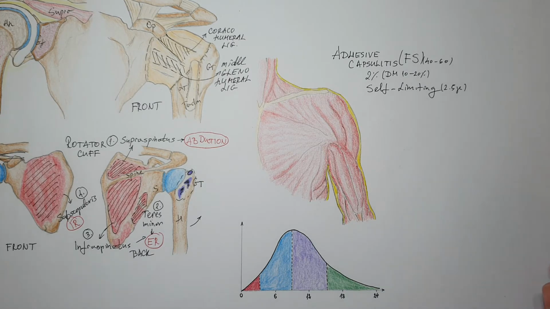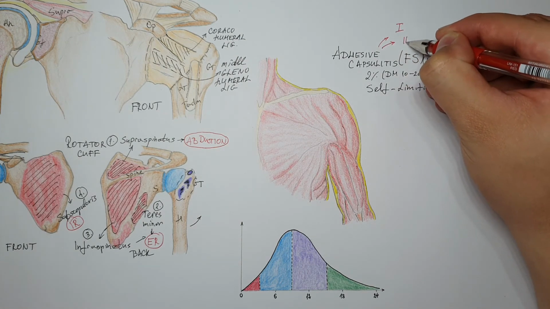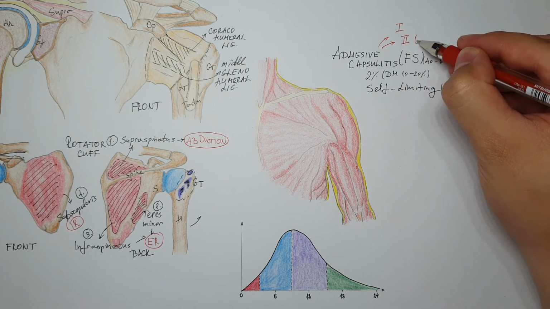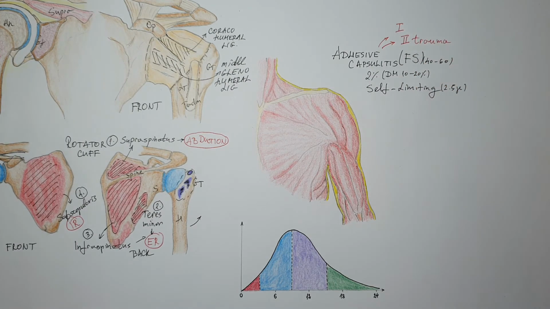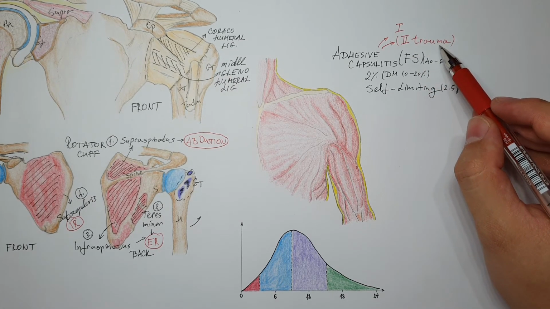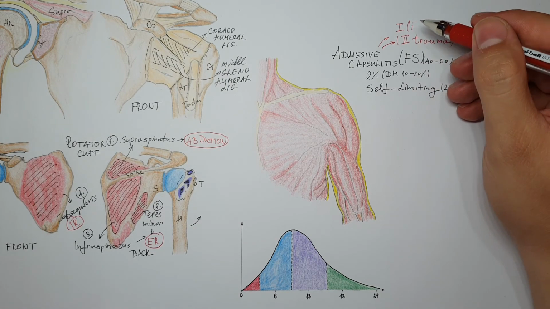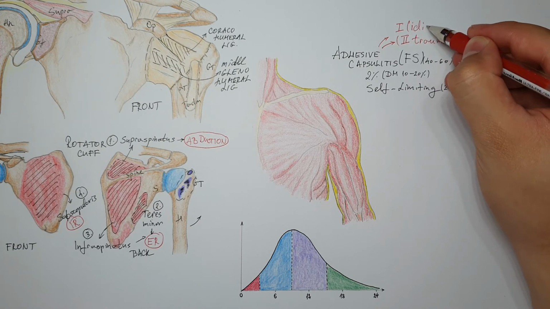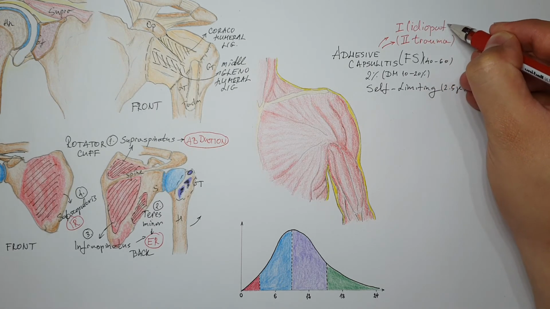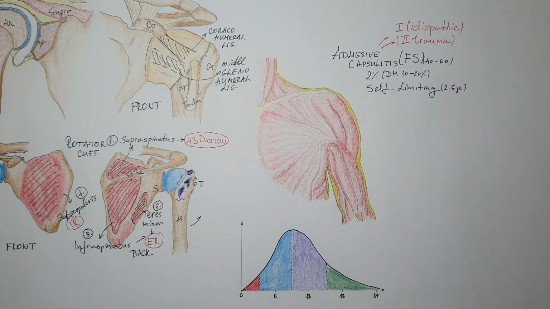So typically it is divided into primary adhesive capsulitis and secondary, and it is easy to distinguish that secondary happens after trauma, surgery, and so on. So it is a secondary complication after another disease. And the primary disease is idiopathic, and that means we don't really know why it happens. The underlying pathophysiology is unknown.